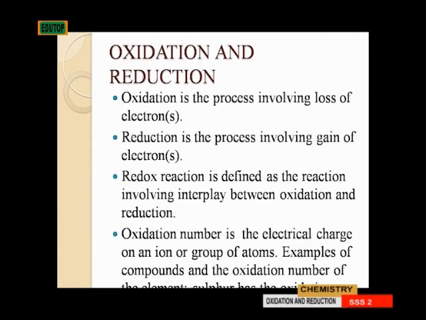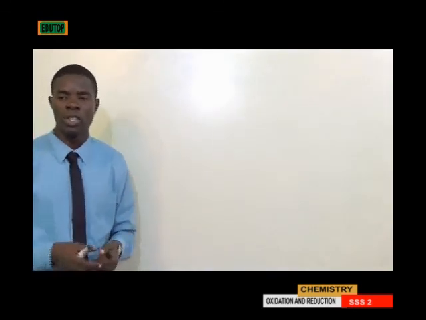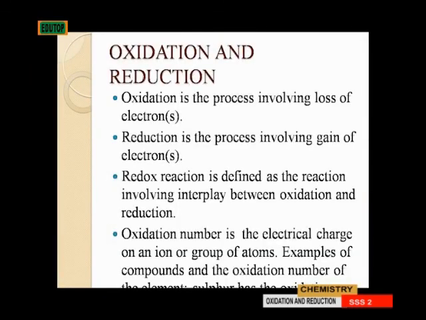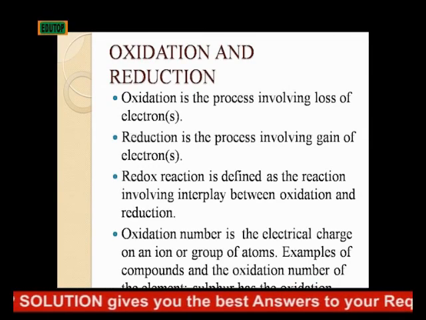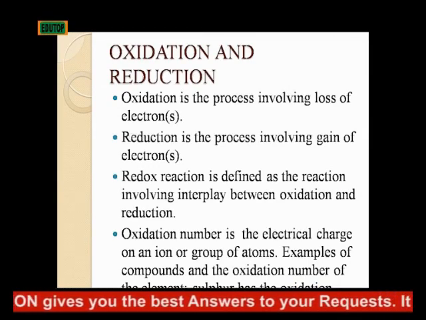Oxidation and reduction. Oxidation and reduction is also known as redox reaction. What is oxidation? Oxidation is the process involving loss of electrons. Reduction. What is reduction? Reduction is a process involving gain of electrons.